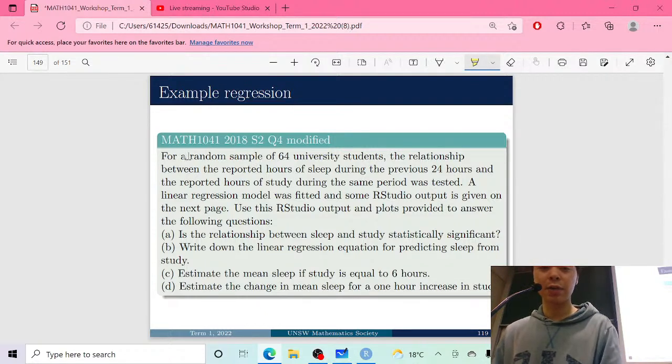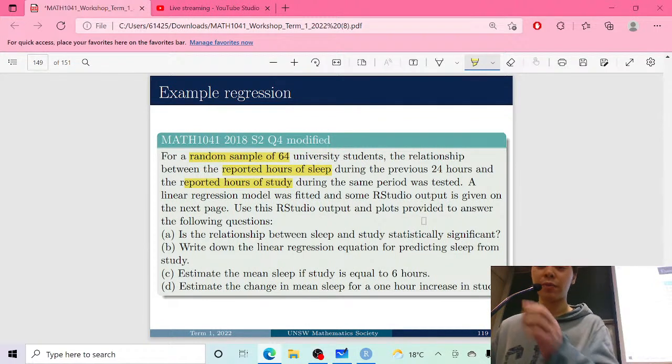So you're given a random sample of 64 people, and the relationship between the reported hours of sleep during the previous 24 hours and the reported hours of study during the same period. So we want to report the number of hours that people sleep and the reported hours of study that people make. A linear regression model was fitted and some RStudio output is given on the next page. Use this RStudio output and plots provided to answer the following questions.